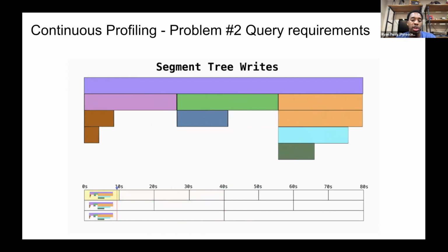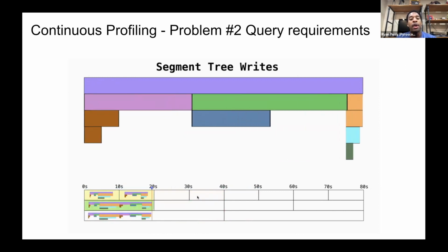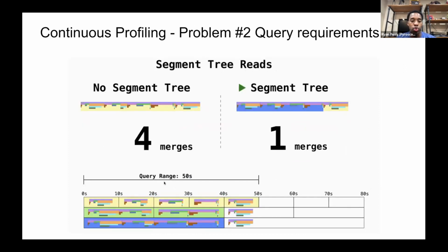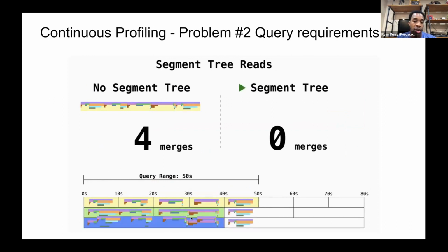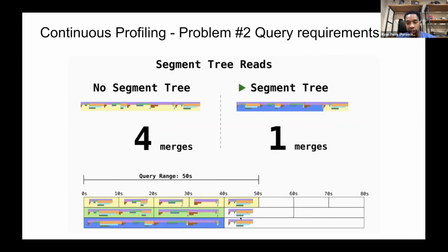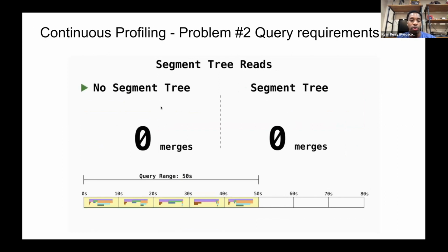You can imagine as you go up, doubling each time, it becomes much more efficient. If you want 50 seconds worth of data, instead of merging 5 trees, you can just take one 40-second tree and merge it with one 10-second tree. Now you're doing one merge operation as opposed to 4. And so that solves the query problem.